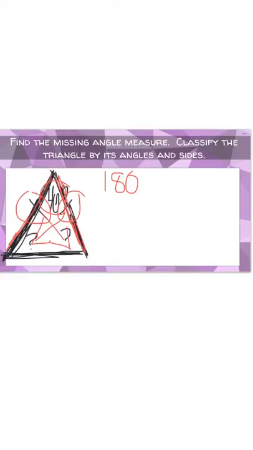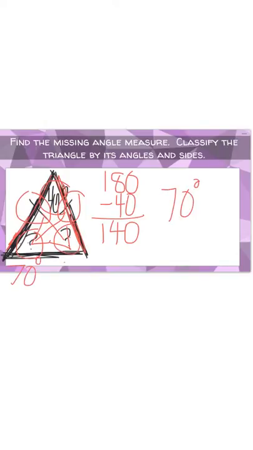So the way that we can find this out is we can subtract 40 from 180 and we get 140. And if we divide this by 2, because both of these angles are going to be the same, we'll get 70 degrees. So each of these angles would be 70 degrees. So you have a 70 degree, a 70 degree, and a 40 degree, all adding up to 180.